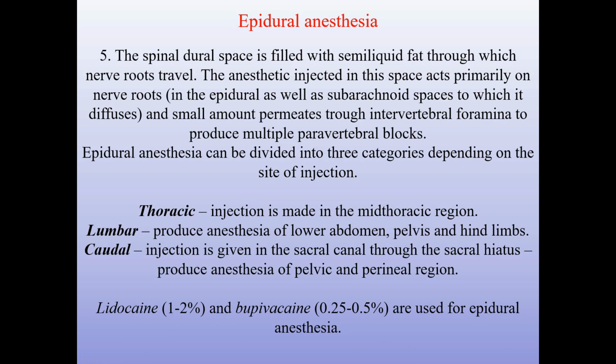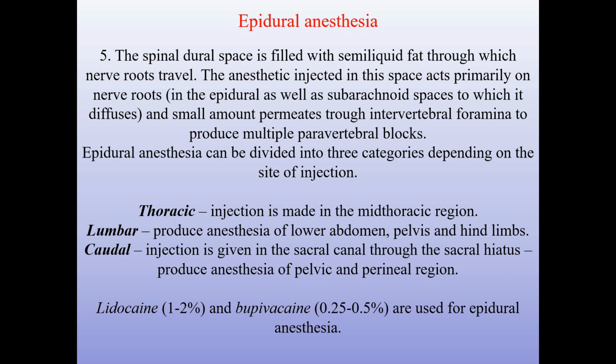And the last one is epidural anesthesia. The spinal epidural space is filled with semi-liquid fat through which nerve roots travel. The anesthetic injected in this space acts primarily on nerve roots, in the epidural as well as subarachnoid spaces to which it diffuses, and a small amount permeates through intervertebral foramina to produce multiple paravertebral blocks.